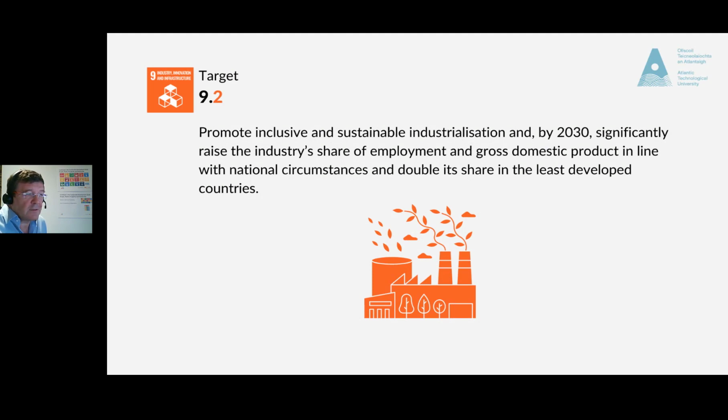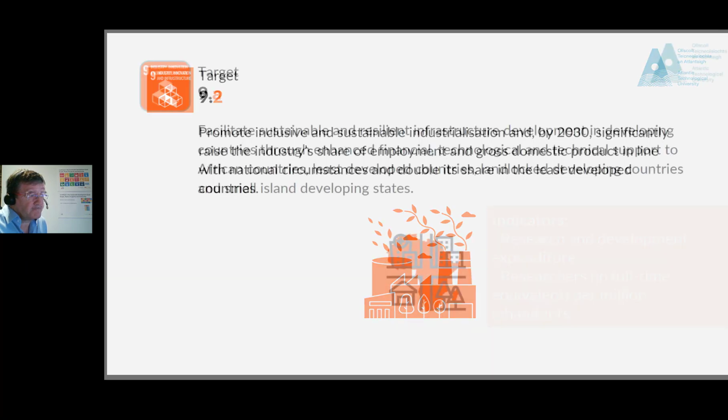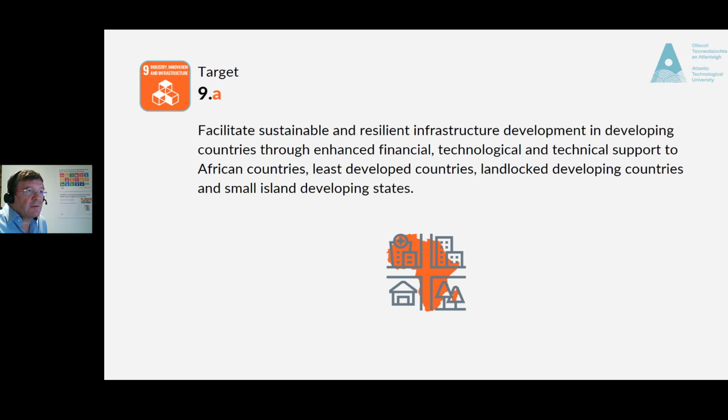Technological capacity is absolutely essential and vital, and we're very fortunate, I think, in Ireland to have had a very focused policy regime over the last 50 years in relation to science, foreign direct investment, and upskilling our technology sector, which we will look at in more detail as well, of course, in the relevant module. The indicator for this target is research and development expenditure as a proportion of GDP and the number of researchers per million inhabitants.